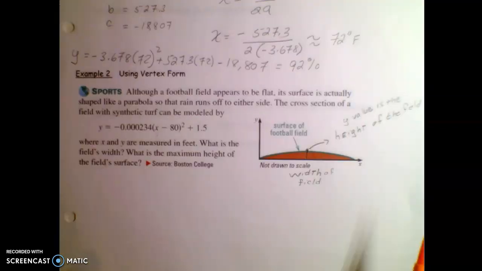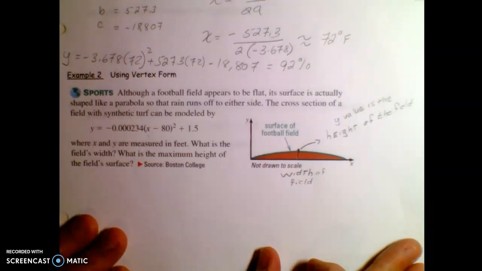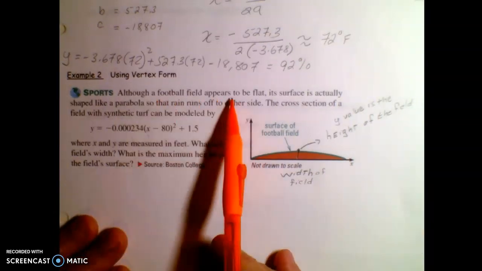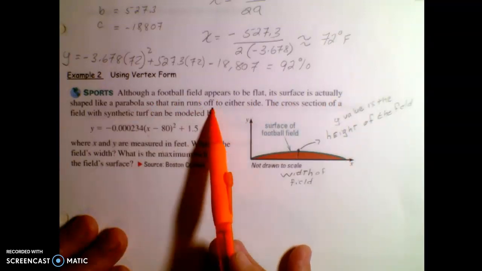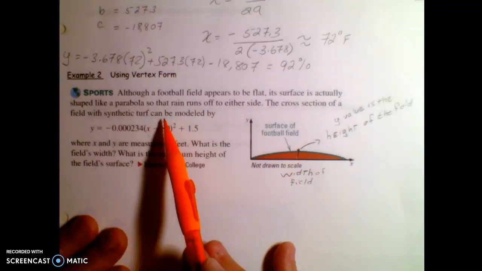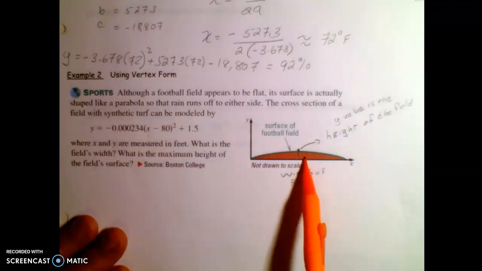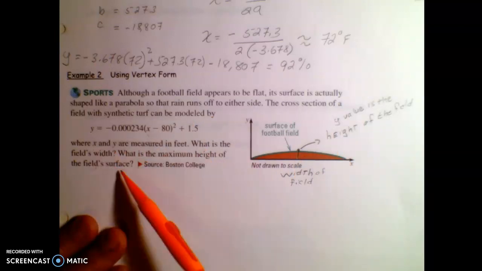This next one is actually a little bit easier because it's in vertex form. So it said a ball football field appears to be flat. Its surface is actually shaped like a parabola so that the rain runs off to either side. The cross-section of a field with a synthetic turf can be modeled by this picture, where X and Y are measured in feet. What's the field's width and what's the maximum height?